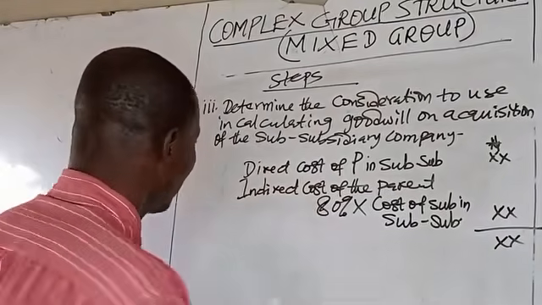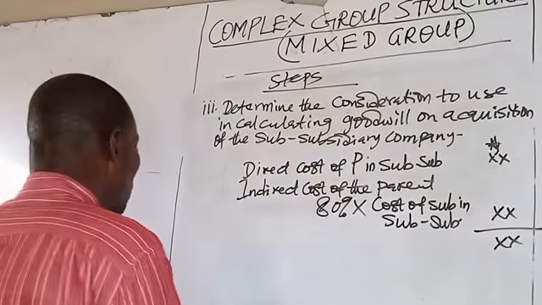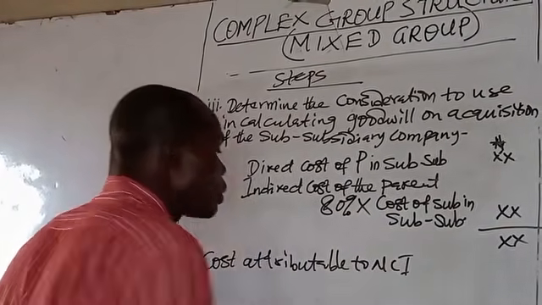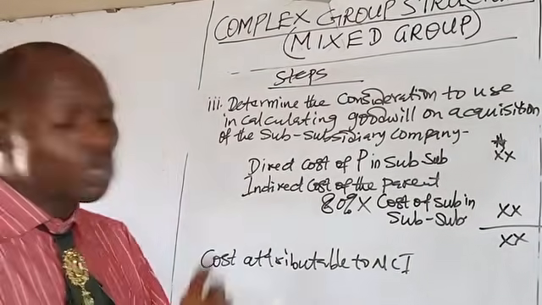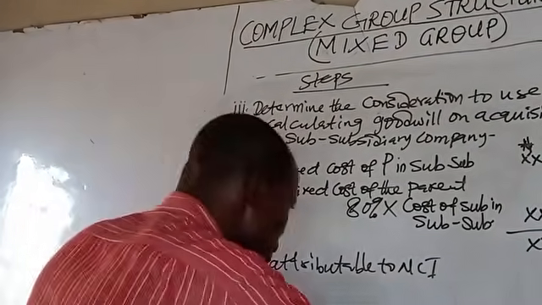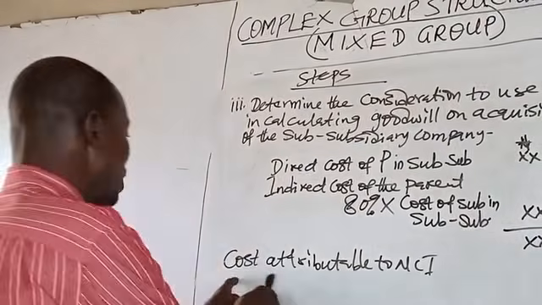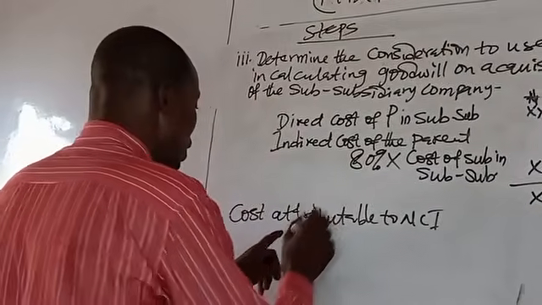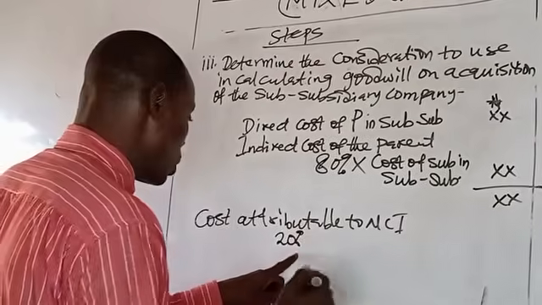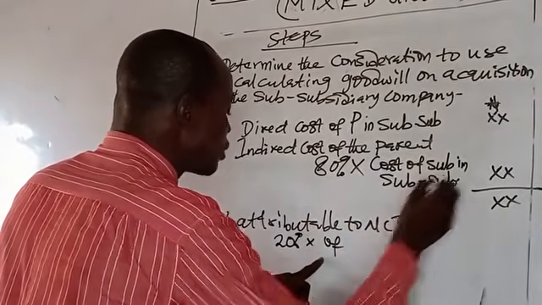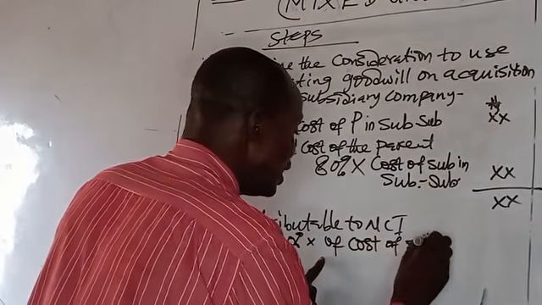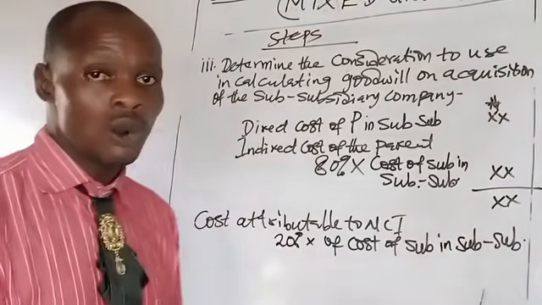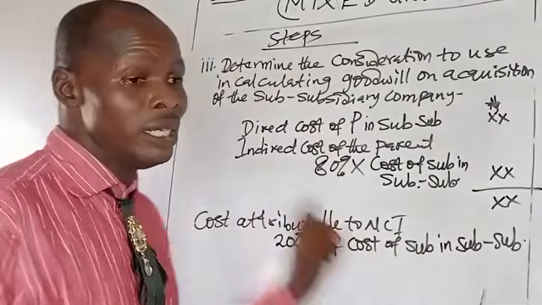The remaining 20% not acquired is the cost attributable to NCI. So when you calculate your non-controlling interest in the usual way, you are going to deduct this cost from your non-controlling interest. That is, you are going to reduce your NCI by what you've obtained. For this purpose, you are going to calculate 20%, not 40%. Take note, 20% of cost of subsidiary in subsidiary. So whatever you obtain, you subtract it from your non-controlling interest calculated in the usual way.